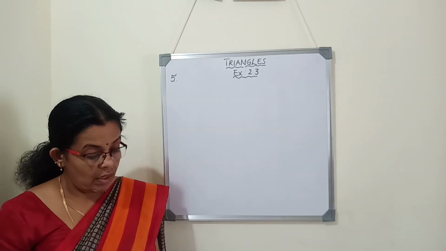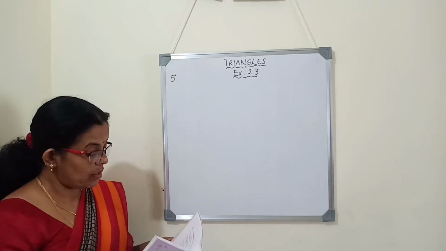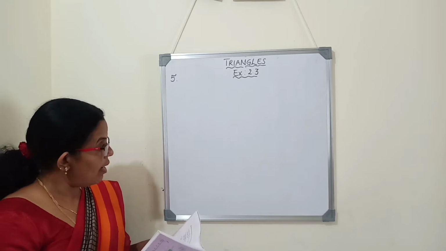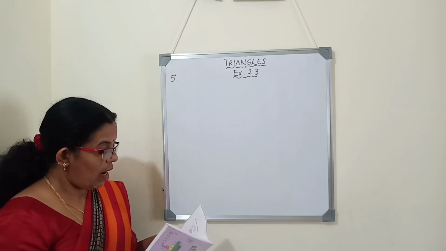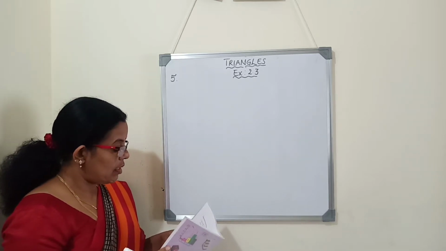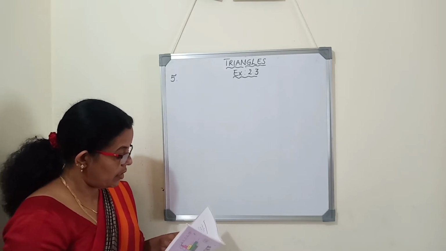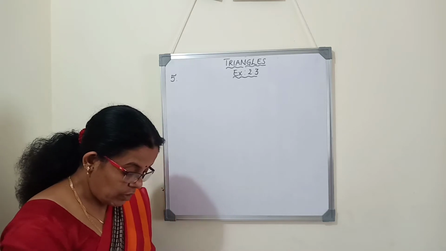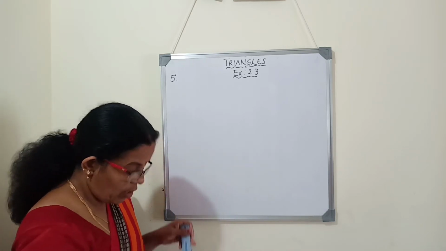Next question. S and T are points on the sides PR and QR of triangle PQR such that angle P is equal to angle RTS. Show that triangle RPQ is similar to triangle RTS. So here the diagram is not given. S and T are points on the sides PR and QR of triangle PQR.